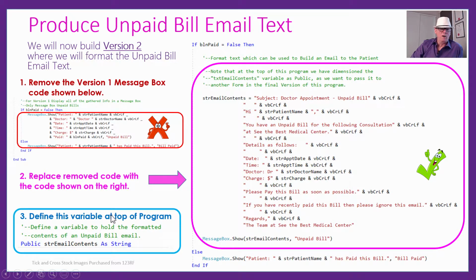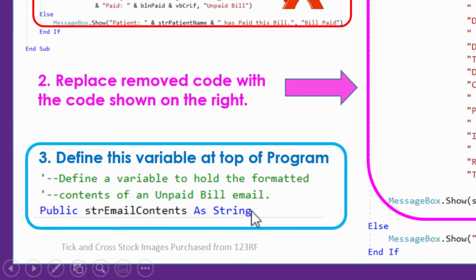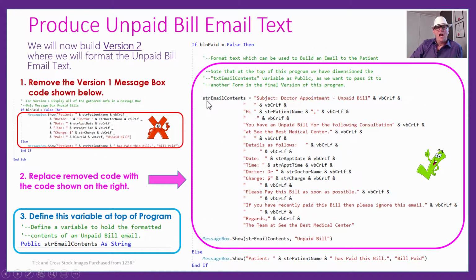So str email contents, I think we've dimensioned that somewhere else, so we'll just show you that. Make sure up the top of the program that you've made that public. Up the top of the program, you define those main variables and your file names and whatever. We've got public str email contents as string. So that's a public variable.